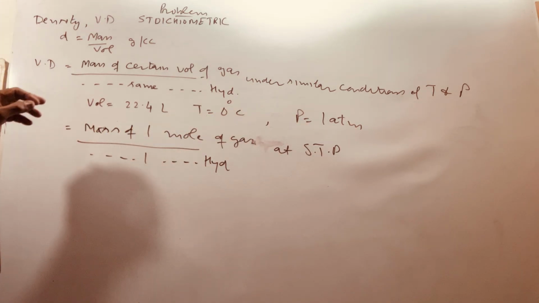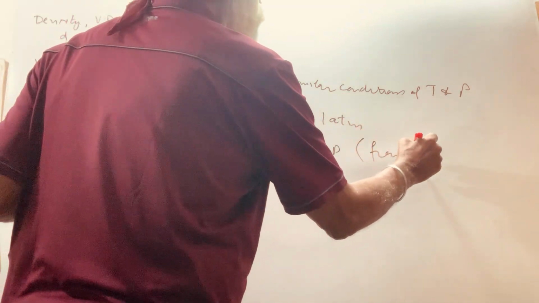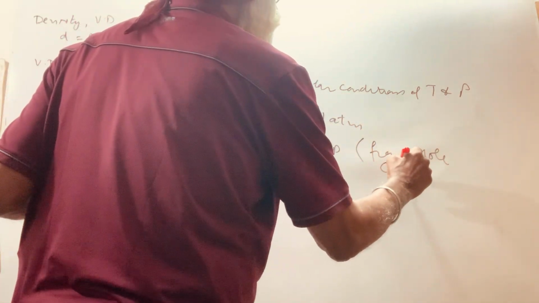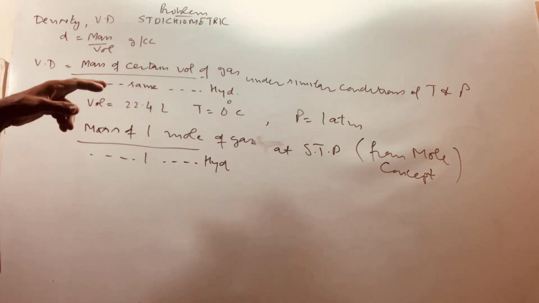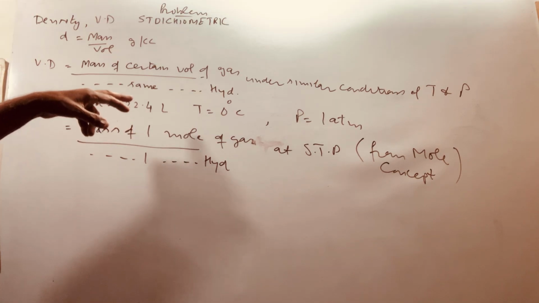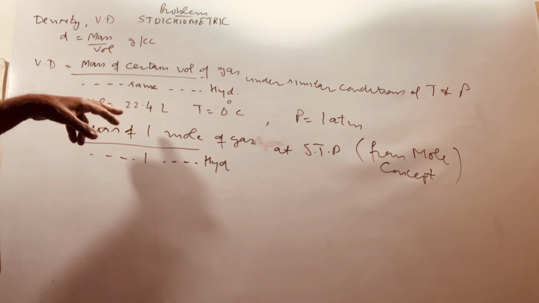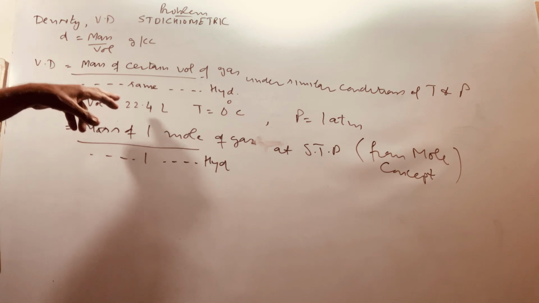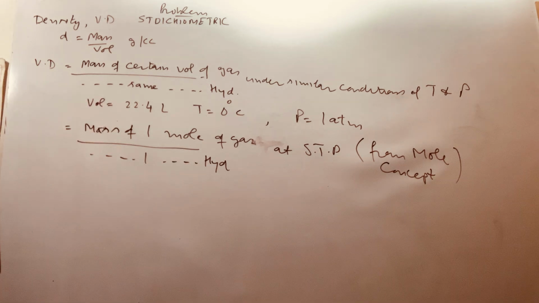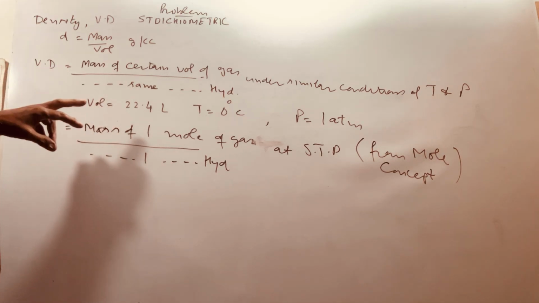This is from the mole concept. From where are we getting it? This is the volume part of the mole concept: 1 mole of gases at STP occupies a volume of 22.4 liter. Secondly, why do the same volumes have the same number of molecules?